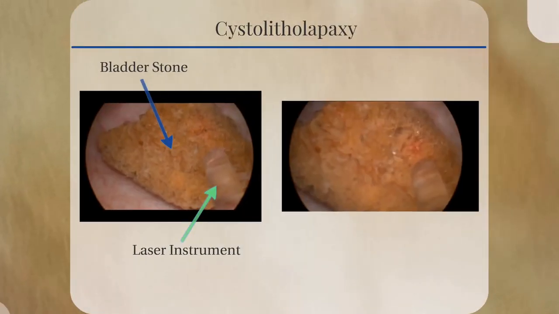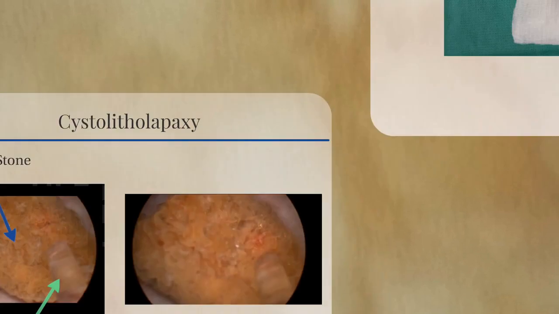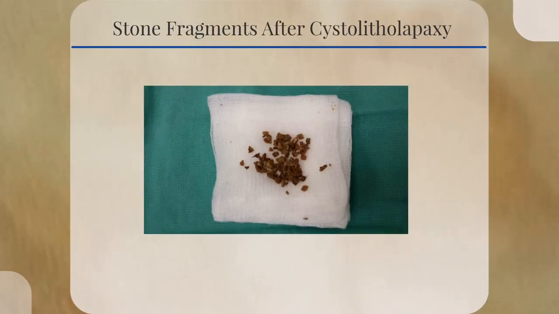Here is an image on the left showing a bladder stone and laser instrument. On the right, you can see a clip of the laser instrument destroying the bladder stone. Here is an image showing the stone fragments after the cystolitholapaxy.